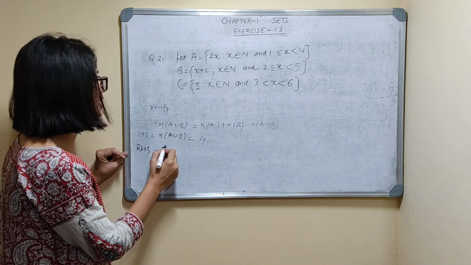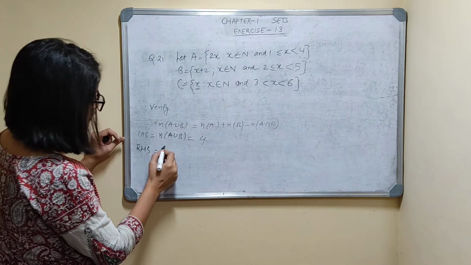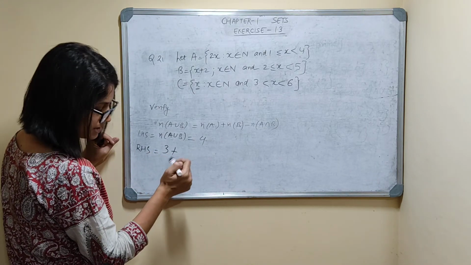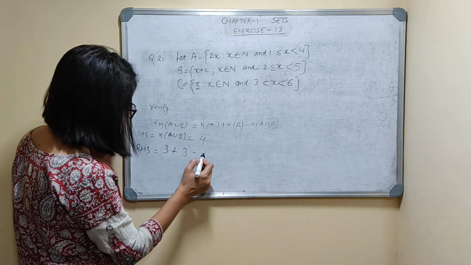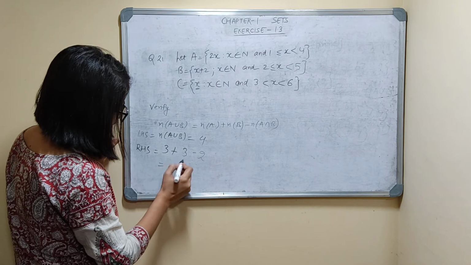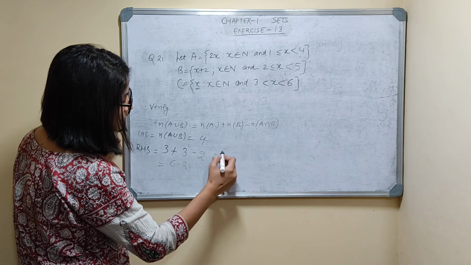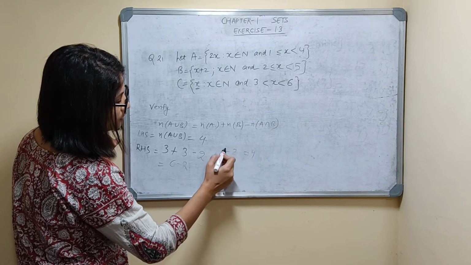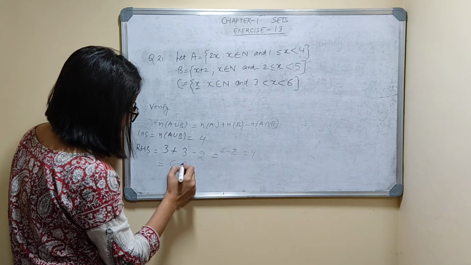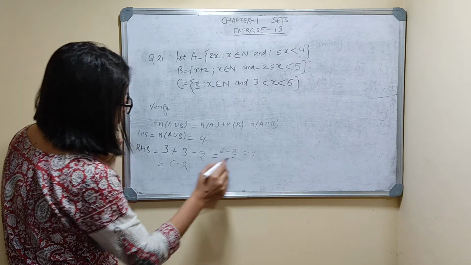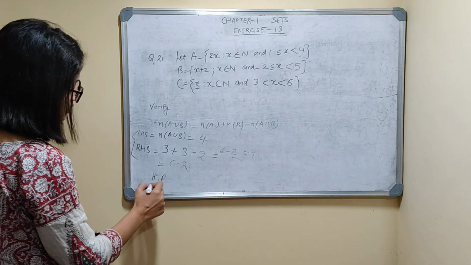Now you have to solve RHS. That is N(A), number of elements in A. How many elements are there in A? 3, plus N of B. How many elements are there? 3, and minus N of A intersection B. How many elements are there? 2. So 3 plus 3 is 6, 6 minus 2 is equal to 4. So I just verified that LHS is equal to RHS. So hence true. Thank you.